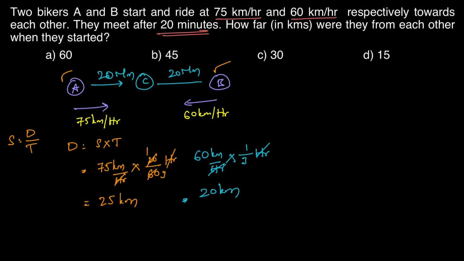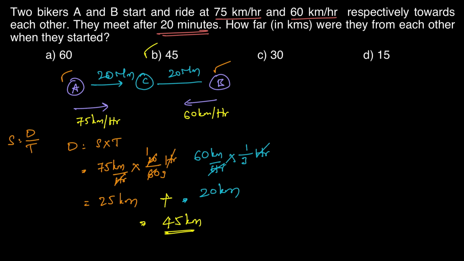So what is the total distance covered by A and B? 25 plus 20, which is equal to 45 kilometers. So 45 kilometers is the initial distance between A and B. Without much calculation, using mental math, we can solve this.